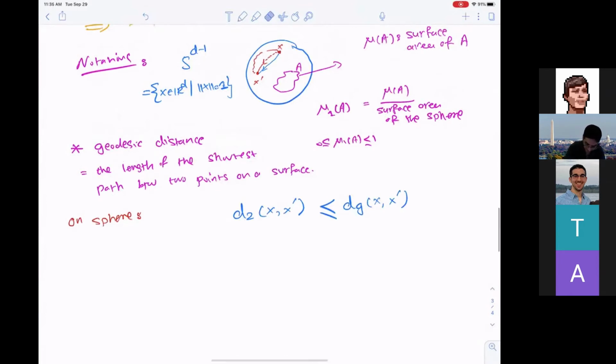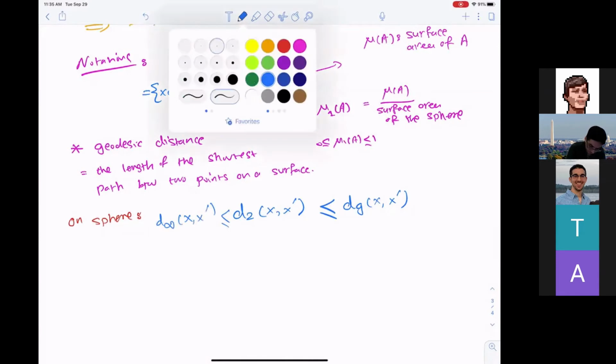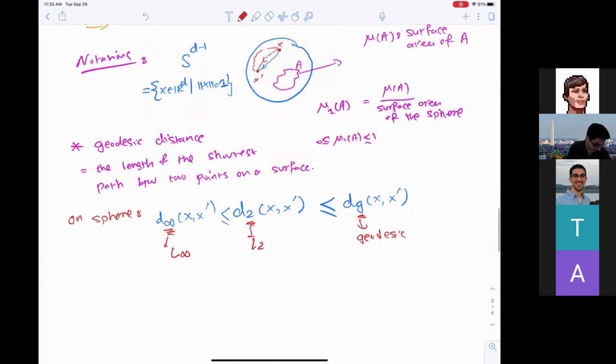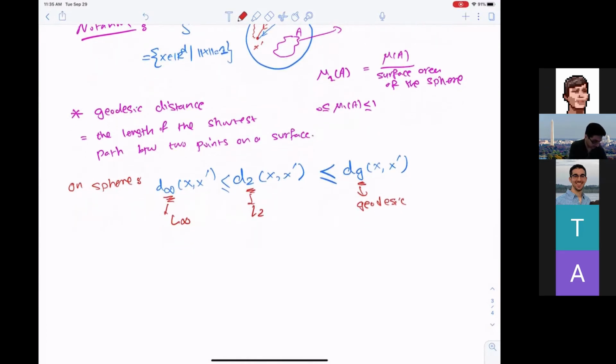So it is the same relationship. By D2, I mean the distance defined using the L2 norm. By D infinity, I mean the distance by the L infinity norm. By DG, I mean the distance defined by the geodesic distance. It's a simple relationship we have on the sphere.